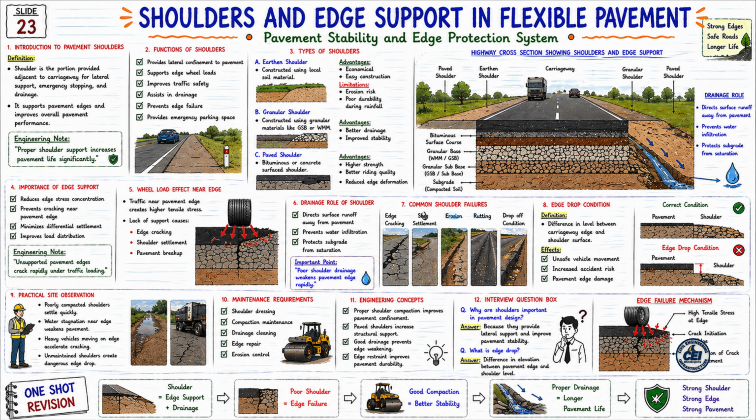Now let's look at the interview question box. Question: Why are shoulders important in pavement design? Answer: Because they provide lateral support and improve pavement stability. Question: What is edge drop? Answer: Difference in elevation between pavement edge and shoulder level.